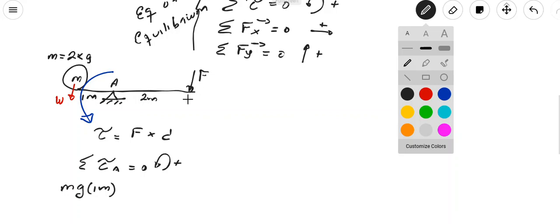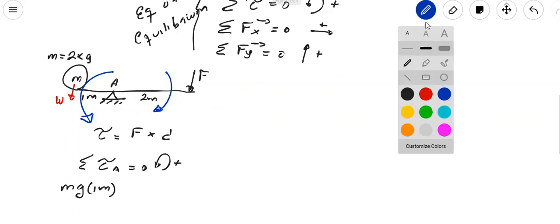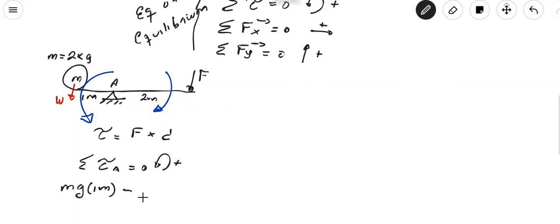So now we're going to add the torque due to the force F. If you don't have the mass and only have the force F, the force F is going to make the bar move in this form. So it will be clockwise, so it's going to be negative. That's why I say minus my force F times the distance from the force F to the fulcrum, that is 2 meters. And all this is equal to 0.